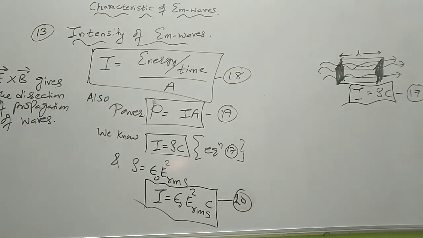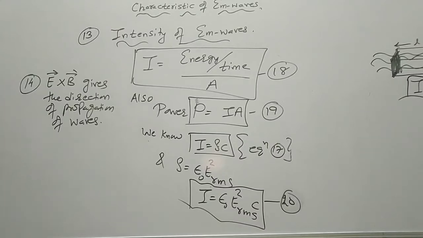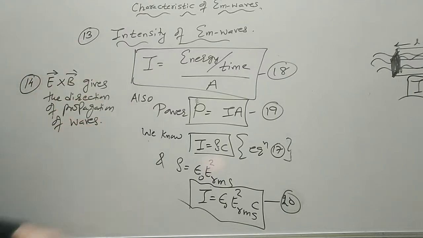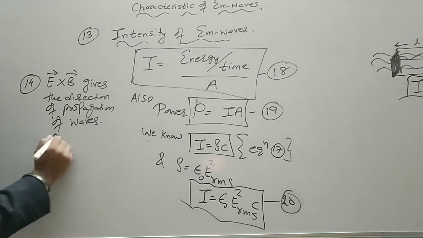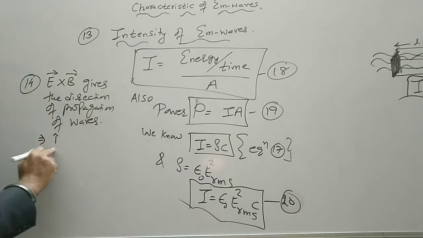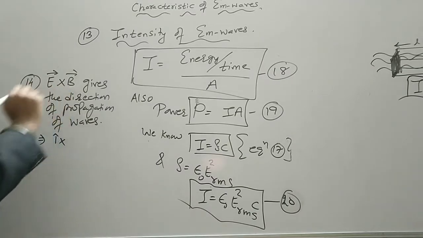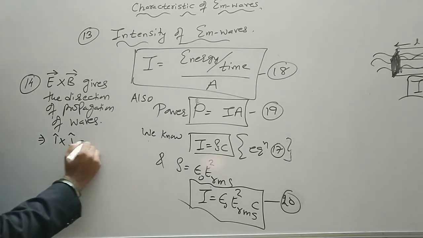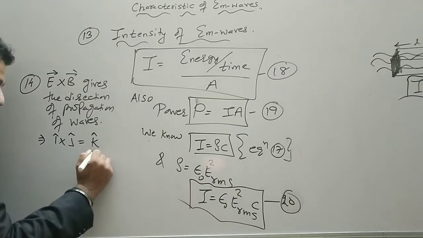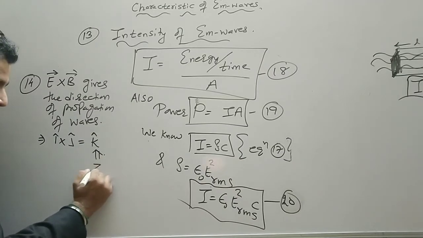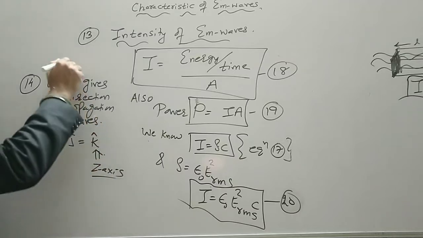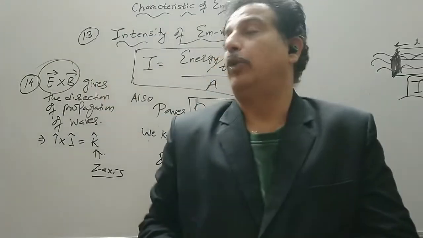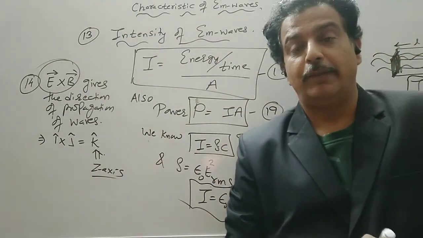Now we'll come to the last characteristic where E cross B gives the direction of the propagation of the wave. So in this example, we have taken the electromagnetic wave or the electric field along the x-axis, so i cap, and magnetic field was taken along the y-axis, so j cap, i cross j is equal to k cap. So the wave was propagating along the z-axis. So this is the relation which gives the direction of the propagation of the wave. So this is all we have for the characteristics of electromagnetic waves.